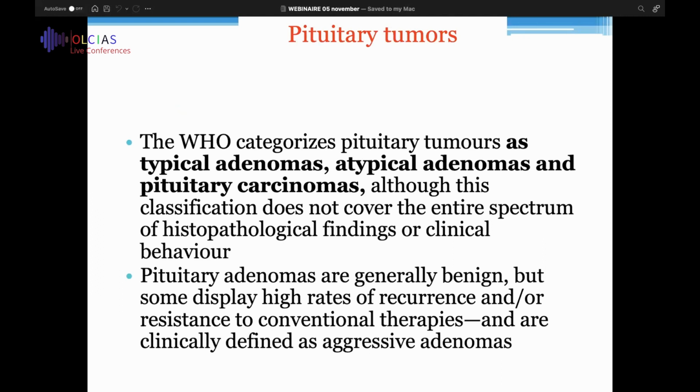We have the fourth World Health Organization classification, which categorizes the pituitary tumor as typical, atypical adenoma, and pituitary carcinoma, as I say. Although this classification does not cover the entire spectrum of histopathological finding or clinical behavior, pituitary adenomas are generally considered as benign because carcinoma is rare, but in some cases, some display high rates of recurrence and or are resistant to conventional therapy. So they are defined clinically as aggressive ones.